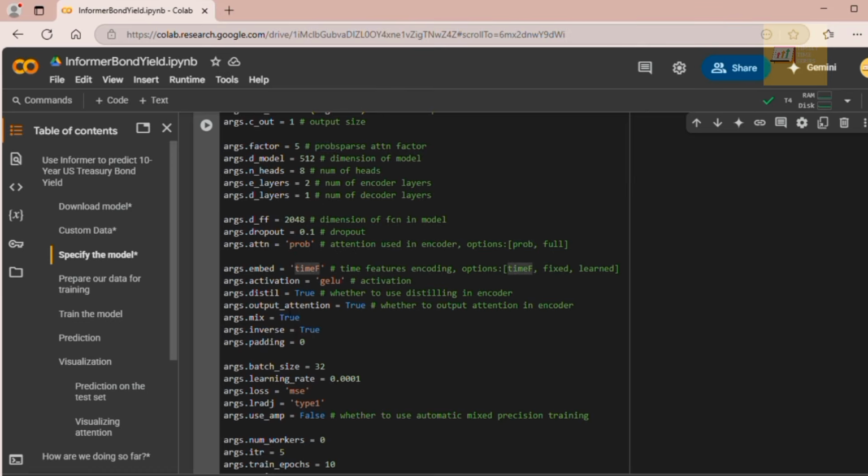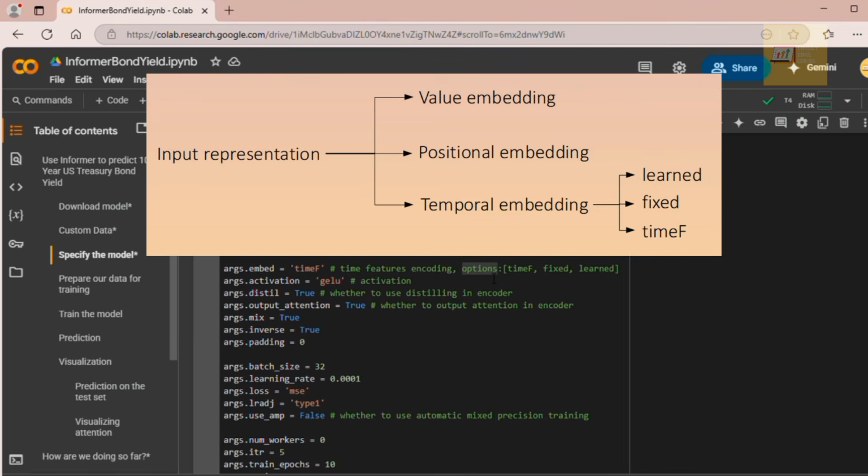Alright, the next parameter is embed. Embed is for embedding the timestamps. We go with timeF, that is the default. We have other options, namely fixed and learned. Recall that our data can be embedded in three ways: value embedding, positional embedding, and time embedding. The timestamps can be embedded in three ways: timeF, fixed, and learned.